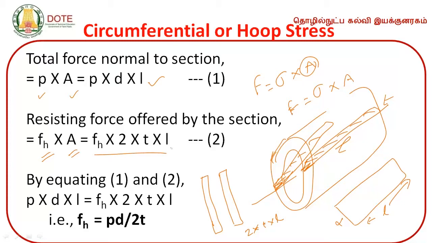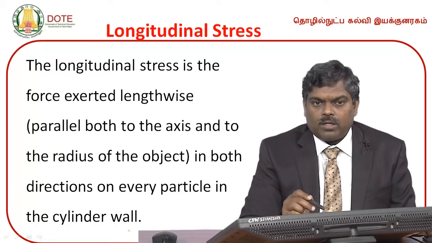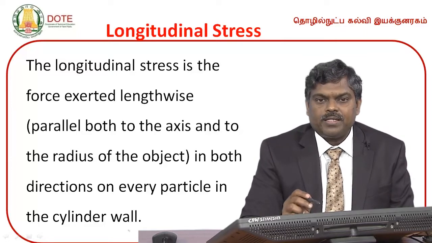Now, we can compare the two forces by equating equation 1 and equation 2. PdL is equal to FH into 2 into T into L. Therefore, FH is equal to PD divided by 2T. L gets cancelled, 2T goes down. So, hoop stress is given by the formula: hoop stress is equal to PD divided by 2T.